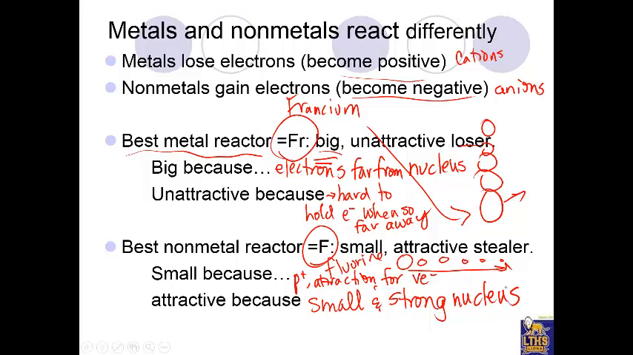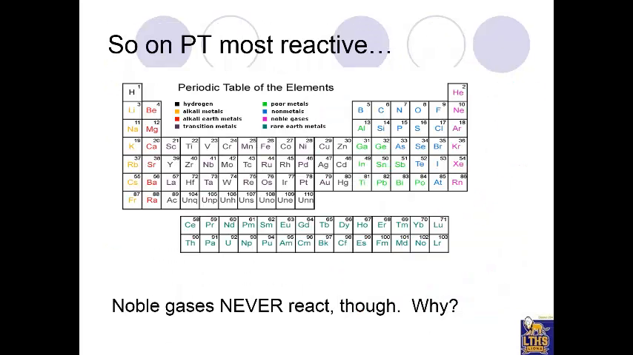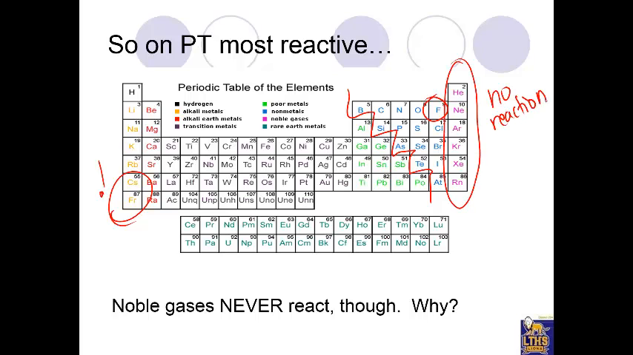Okay, so moving on. Most reactive elements on the periodic table. Well, it depends. Are we talking about metals or nonmetals? Metal winner is the big, unattractive loser, francium. Nonmetal winner is the small, attractive stealer, fluorine. Okay. What about these guys? No reactions. Why? Well, if we count their valence electrons, 5, 6, 7, 8, except for helium. They all have 8 valence electrons. What do we say about 8? 8 is great, so 8 is stable.